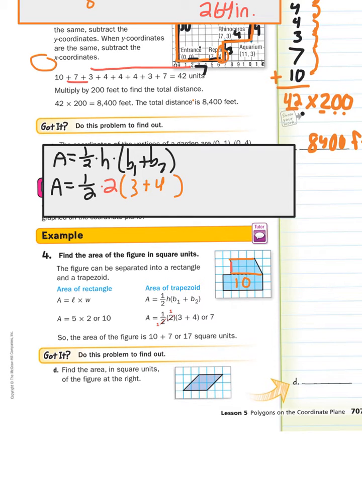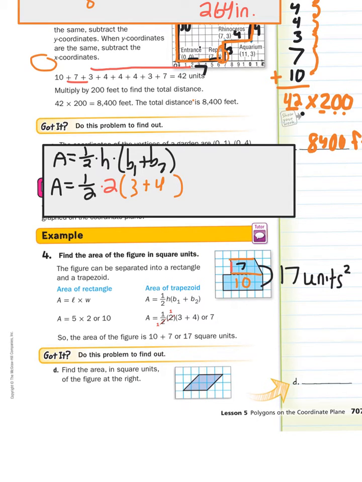And all I have to do is type that lovely problem in the calculator. Now if you want to do some mental math, remember half of 2 is 1, 3 plus 4 is 7, 1 times 7 is 7. So the area of my trapezoid is 7. That means to find the area of that entire figure, I have to add my 7 and 10 together. And if I add those together, I get 17 square units. Remember, we're moving back into area, so that has to be square units.